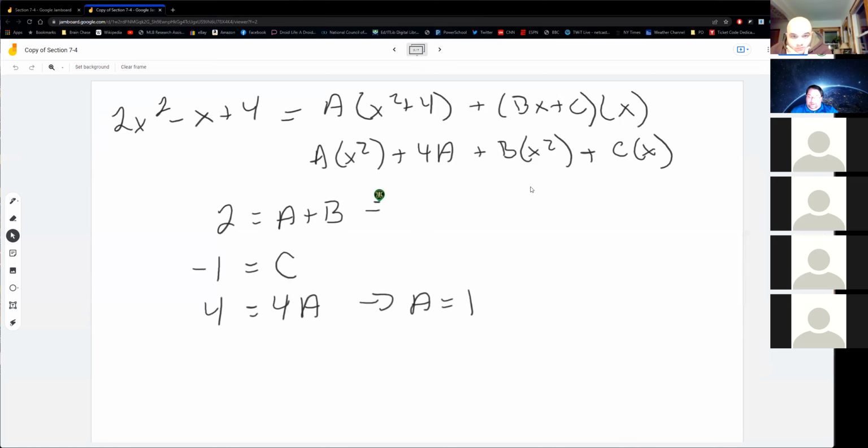And that would then mean B also has to equal 1. Right, could you please slow that down? Yeah, so basically, let's look at this part here.